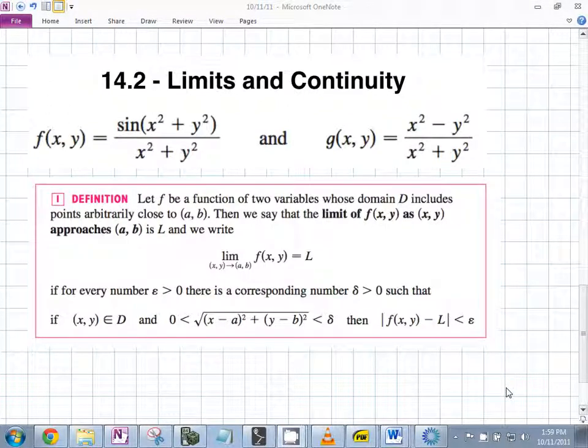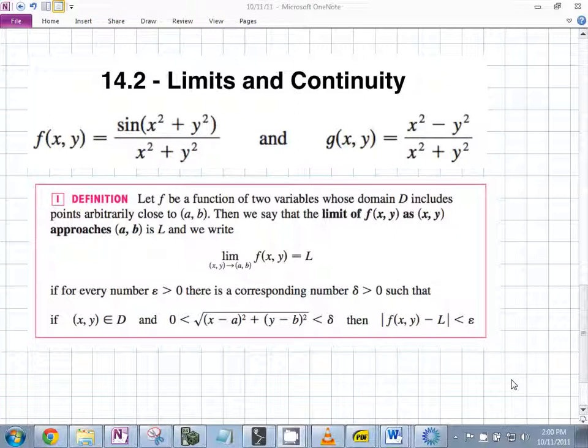Let f be a function in 2 variables, so domain D includes the points arbitrarily close to (a, b), meaning you have in the domain a neighborhood. Keep in mind a neighborhood in the domain is not just side to side. In this case, it's going to be a circular neighborhood because our domain is what plane? The xy plane. We're taking things from the xy plane. So you have a point (a, b) on the xy plane and you're approaching it. Again, how many different ways can you approach it? Infinitely many, right? So you have this neighborhood around it.